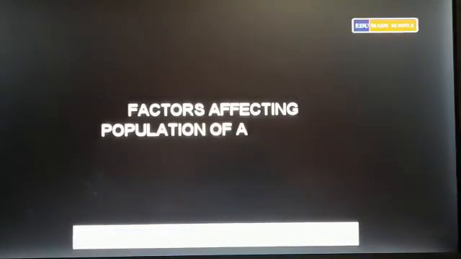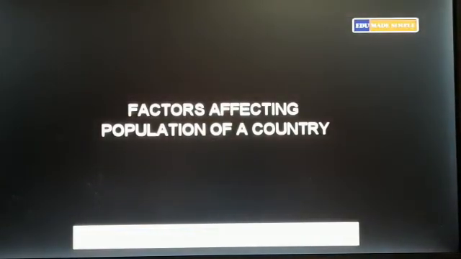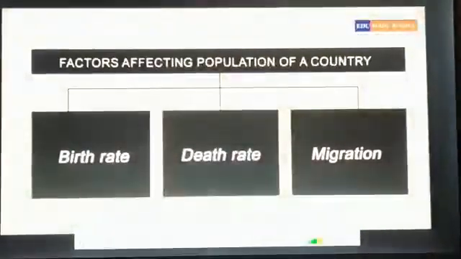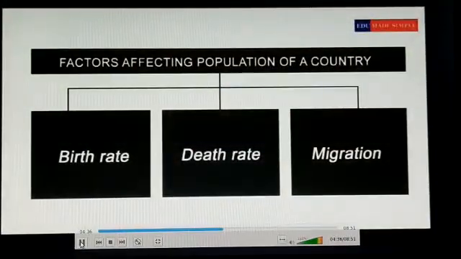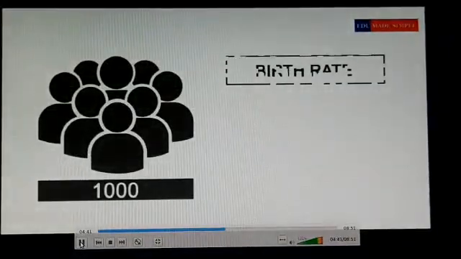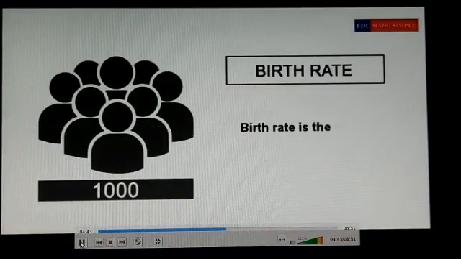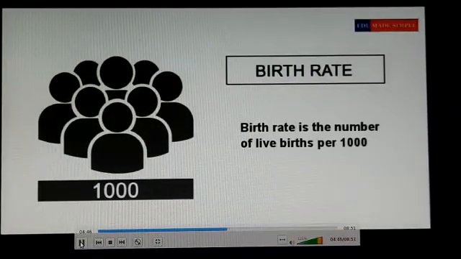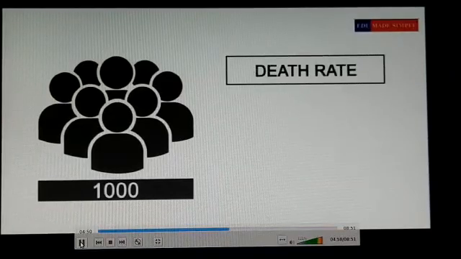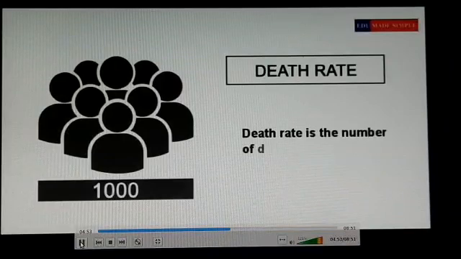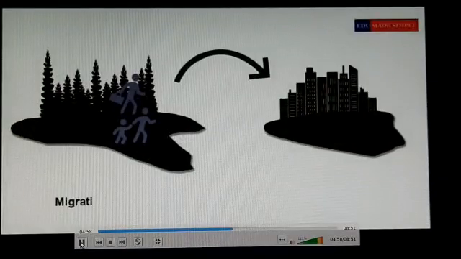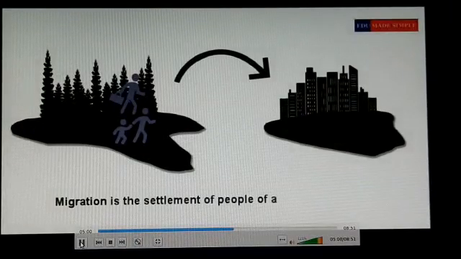There are many factors which influence the population of the country. Birth rate, death rate, and migration are such factors. Here, birth rate means number of live births per thousand. Death rate means number of deaths per thousand. Migration means the settlement of people from a region to another region.